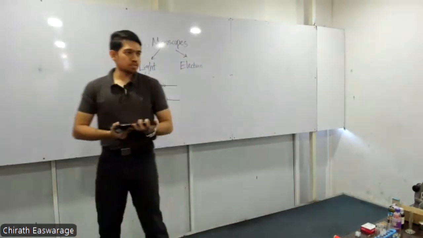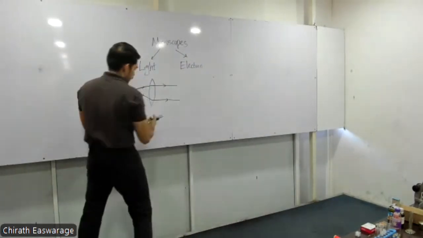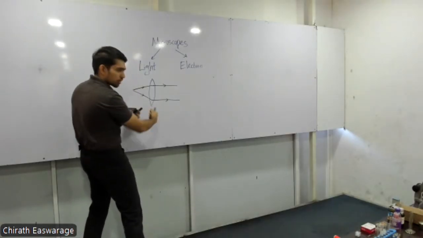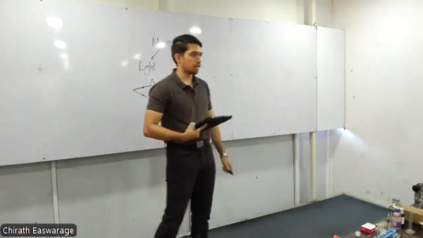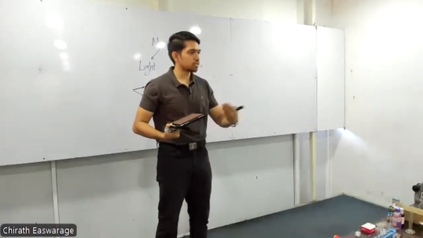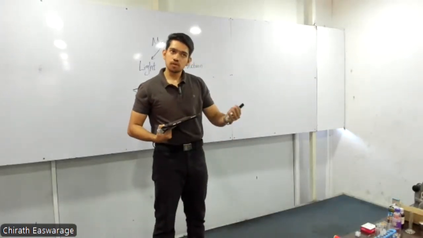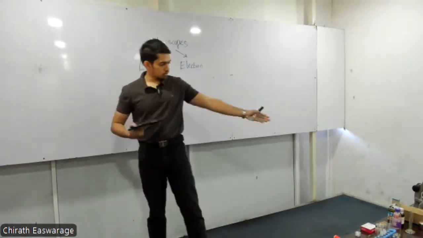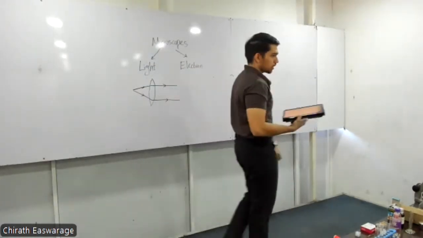The simplest microscope is a single lens. So this is a simple microscope. If you put a handle to it, it's a hand lens, a handheld lens. That is the simplest microscope we have. That is also a light microscope. Then, such as this one is a compound light microscope.